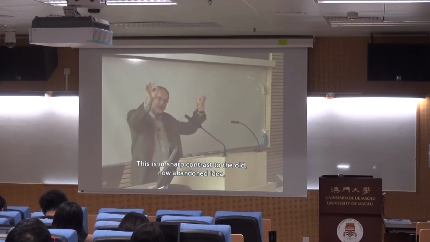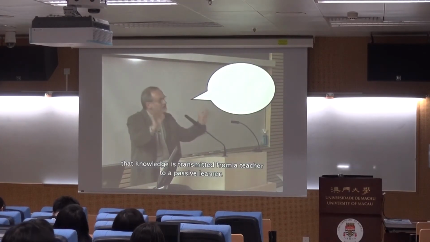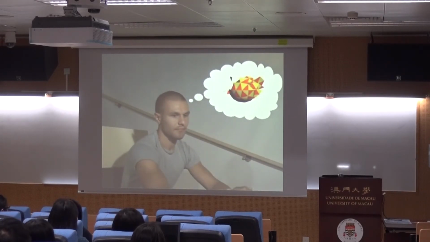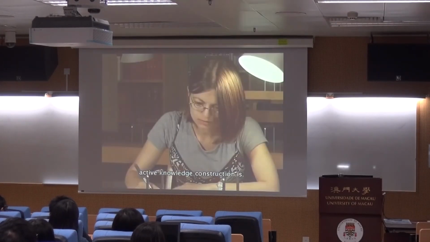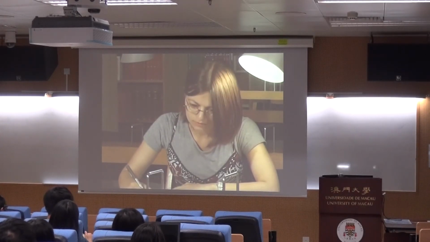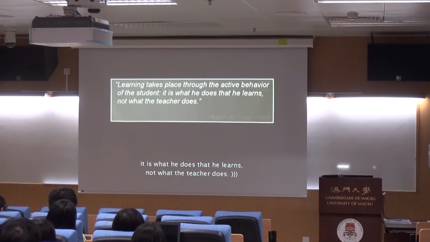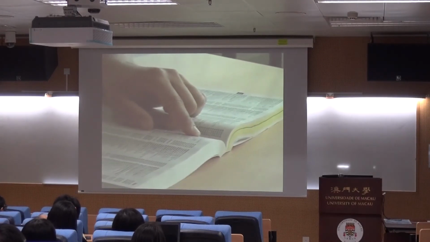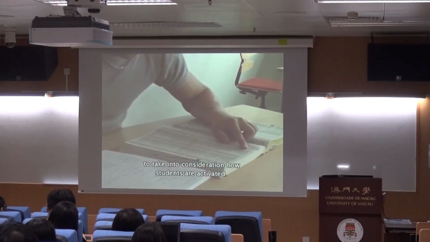This is in sharp contrast to the old, now abandoned idea that knowledge is transmitted from a teacher to a passive learner. Transmission is not the way humans learn. Active knowledge construction is. Learning takes place through the active behavior of the student. It is what he does that he learns, not what the teacher does. However, activation itself is not enough. We also need a theory of understanding to take into consideration how students are activated.